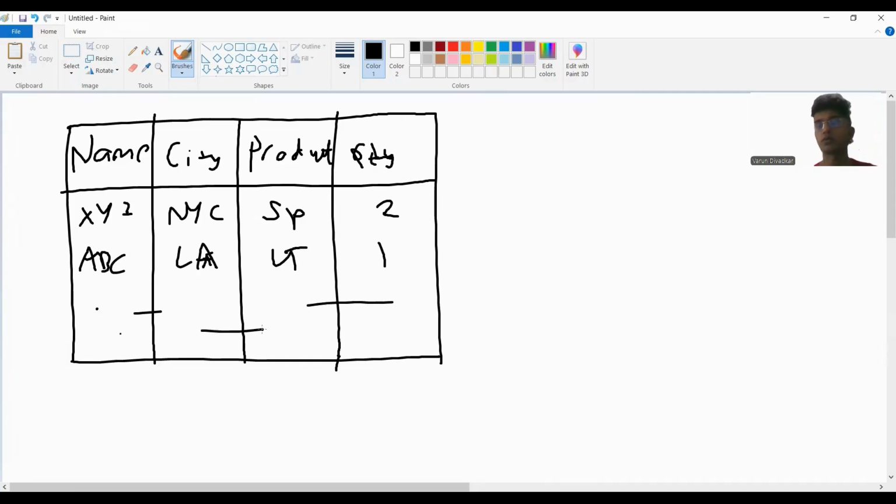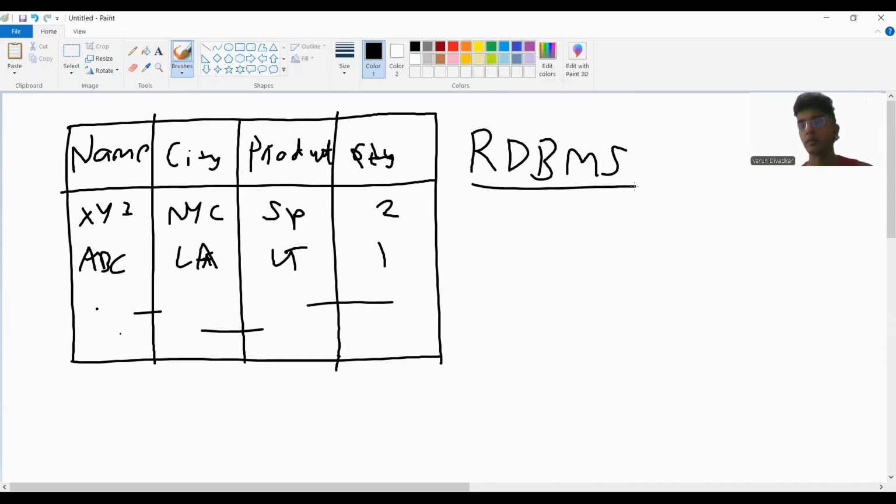So you have a list of 1,000 such customers, and you want to get all the customers from a particular city, say NYC. You can easily do that from this table, right? You can easily maintain that data in this kind of a table. Such a table is called a relational database management system, right?